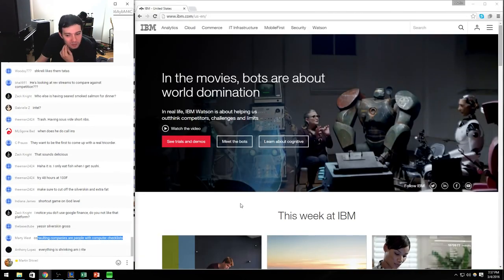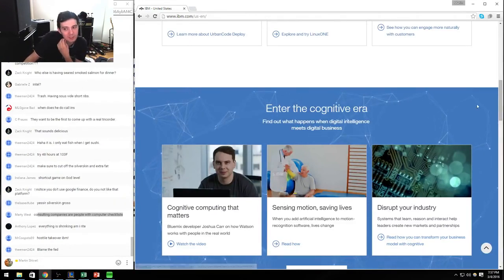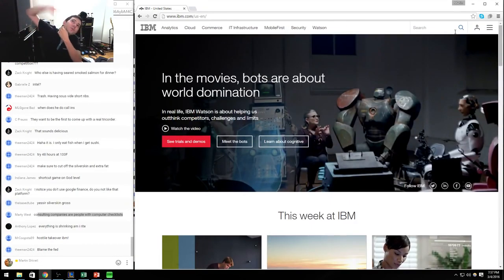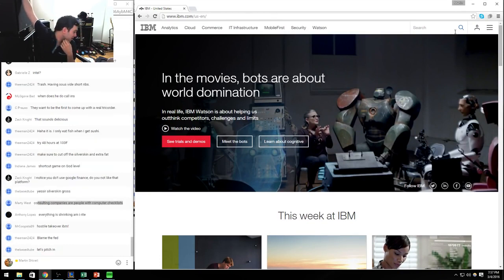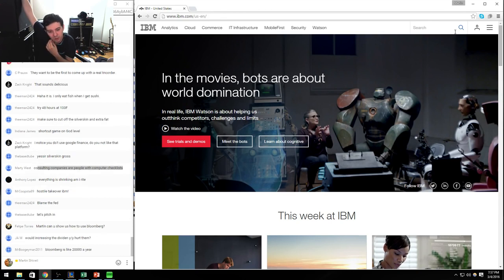Consulting companies are people with computer checklists. In many ways that's true, but at the same time, it's interesting. There are only a few big consulting companies: IBM, Tata, Cognizant, Accenture. And if you're JP Morgan and you're going to deploy a global technology infrastructure, you don't want to do that by yourself. You want to have advisors. The same way that you don't file your own taxes or do your own legal work, you want consultants there to assist you, especially because those consultants are helping other companies.